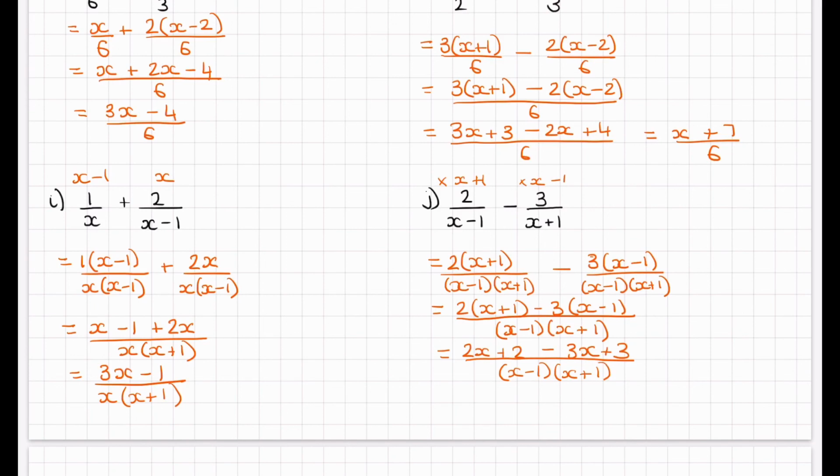And then just simplify. So we've got 2x minus 3x, which will give us minus x. And we have 2 plus 3, which is 5. So I'm going to write it this way because it just looks nicer. So 5 minus x all over x minus 1, x plus 1. And that is adding and subtracting fractions.